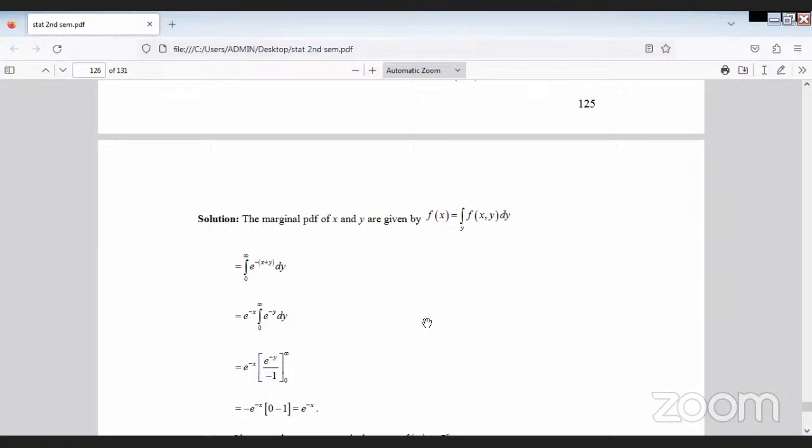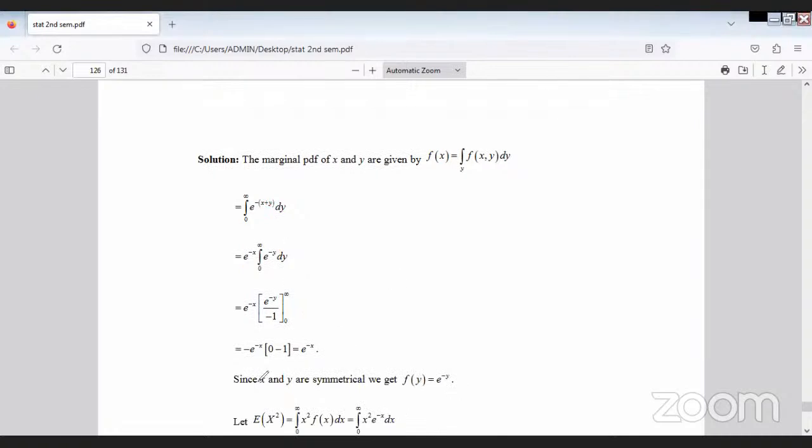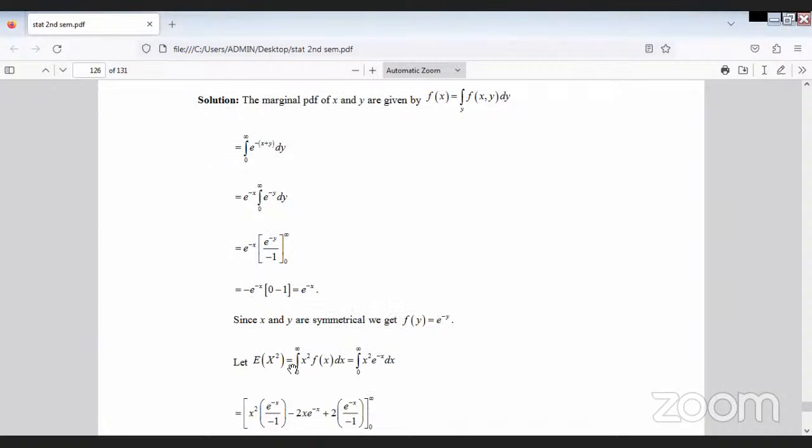So e power minus x is taken outside, times the integration from 0 to infinity of e power minus y dy. Can we write it like that? Yes, sir. That gives e power minus y by minus 1, from 0 to infinity. Apply the limits, what values do we get? Applying 0 to infinity gives 0 minus 1, right? Yes, sir. That is e power minus x. 0 minus 1 is minus 1, into minus, it is plus, so e power minus x.